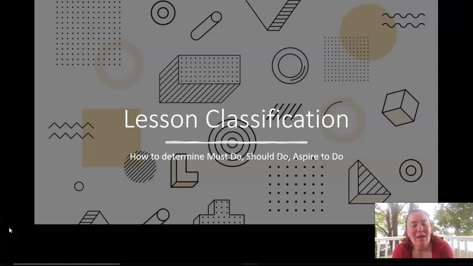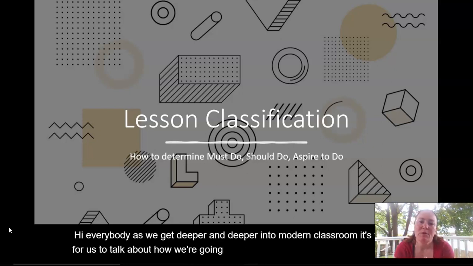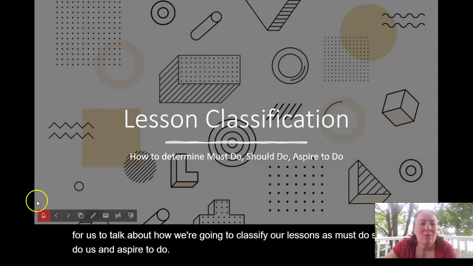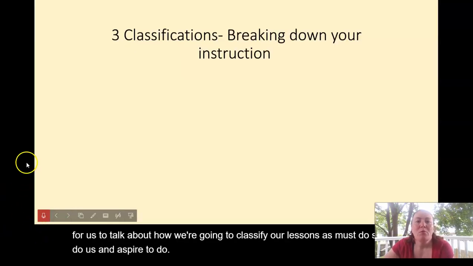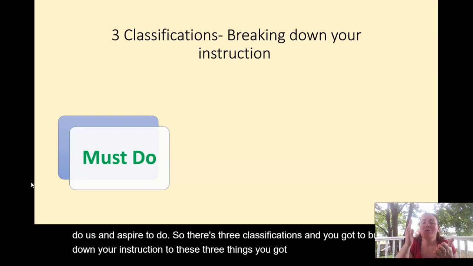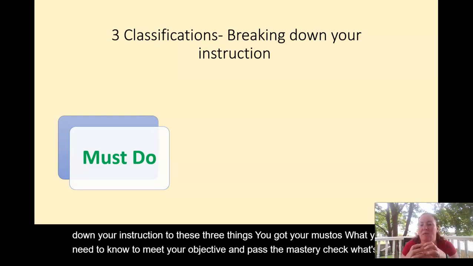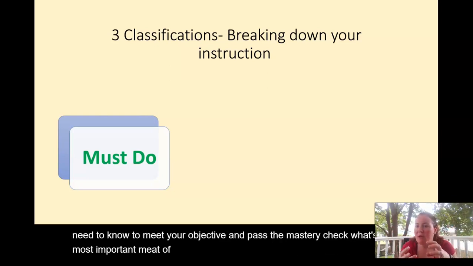Hi everybody, as we get deeper and deeper into modern classroom, it's time for us to talk about how we're going to classify our lessons as must-dos, should-dos, and aspire-to-dos. There's three classifications, and you've got to break down your instruction into these three things. You've got your must-dos. What do you need to know to meet your objective and pass the mastery check? What's the most important meat of the lesson sandwich, right, that they have to know to get past?